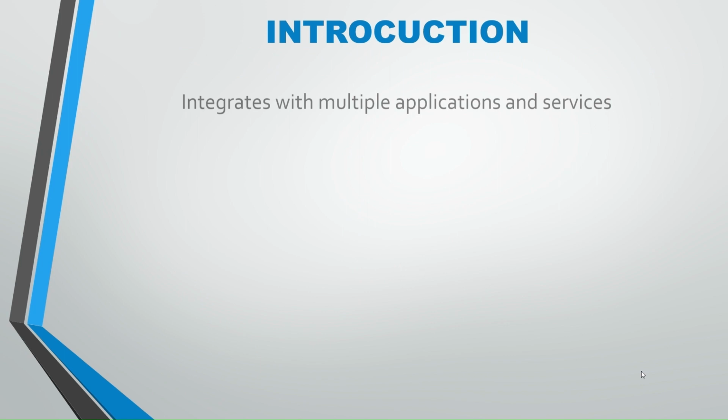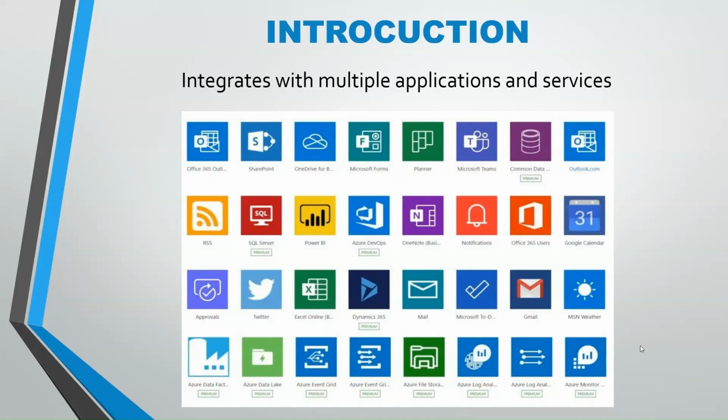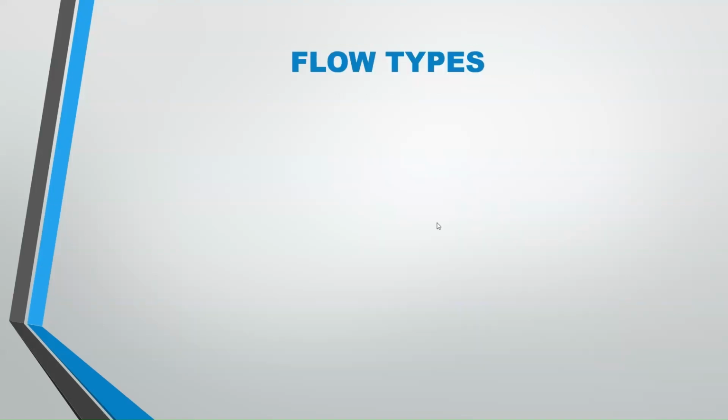So, Power Automate Flow is a tool where we can create, manage, and automate our workflows to connect with different apps and services. It also integrates with SharePoint, OneDrive, Azure DevOps, Gmail, Dynamics 365. So, here we have multiple connectors. We can connect with 365 plus connectors using Power Automate.